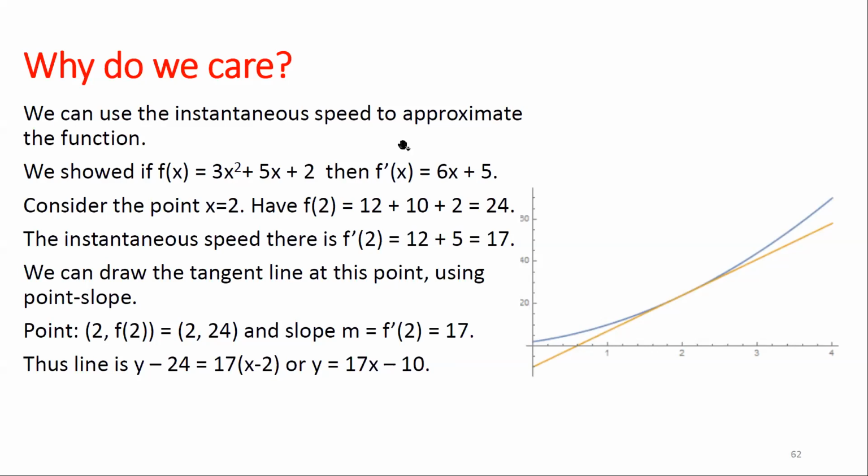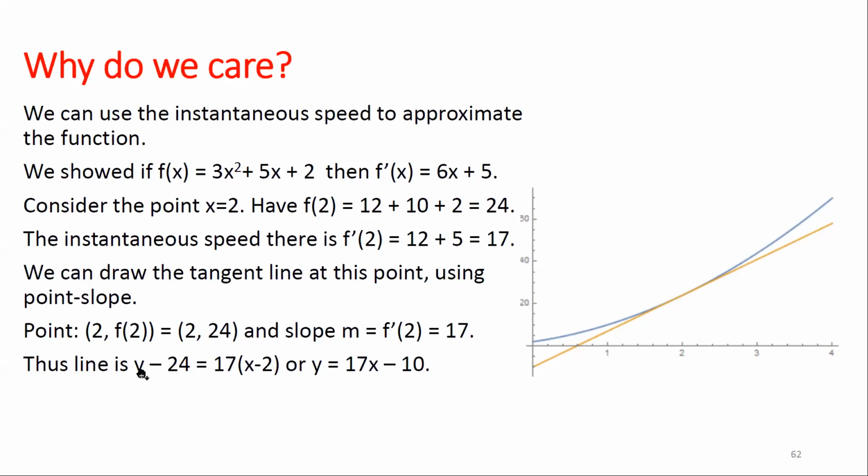When you put in 2, do you agree that f of 2 would be 12 plus 10 plus 2? 3 times 2 squared plus 5 times 2 plus 2. What's the instantaneous speed when x equals 2? What's f prime of 2? 12 plus 5 is 17. So now we draw the tangent line at this point using the slope. I want to go through this point on the curve, the point 2, f of 2, or the point 2, 24, and I want the slope to be f prime, the derivative at 2, which is positive 17.